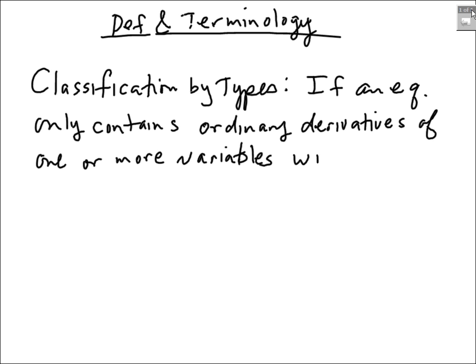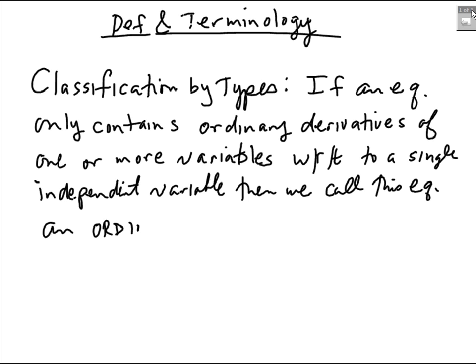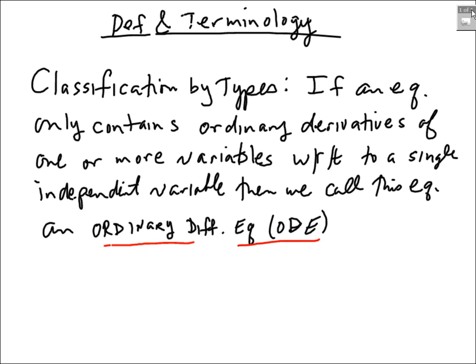But with respect to a single independent variable, then we call this type of equation an ordinary differential equation, also known as ODE. Of course, let's look at some examples.